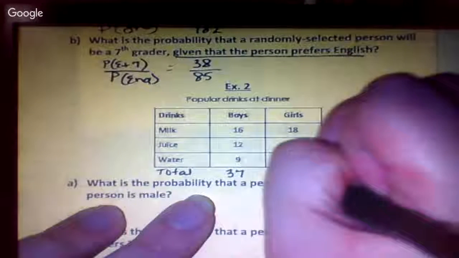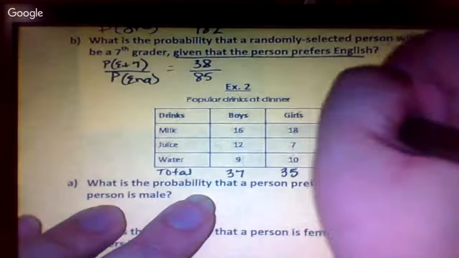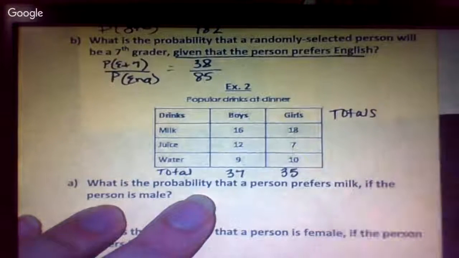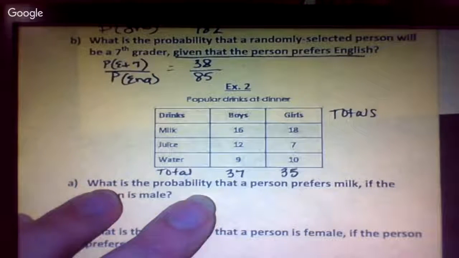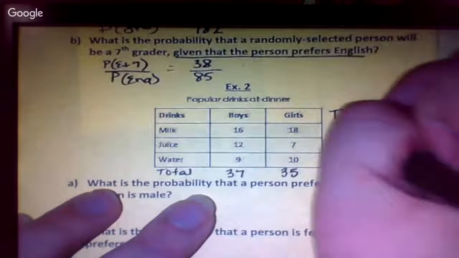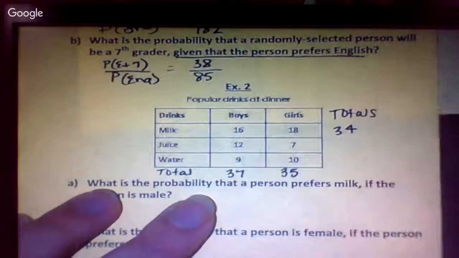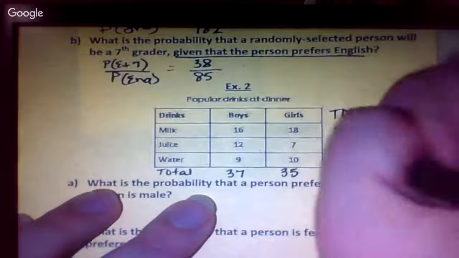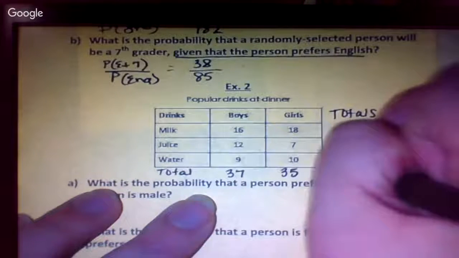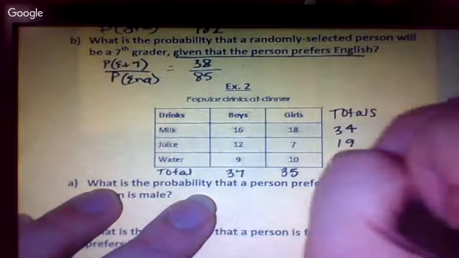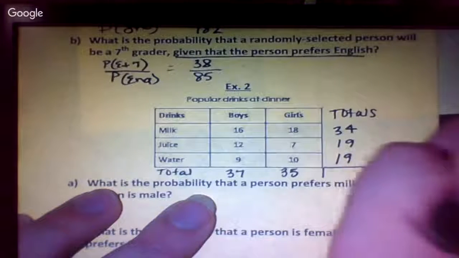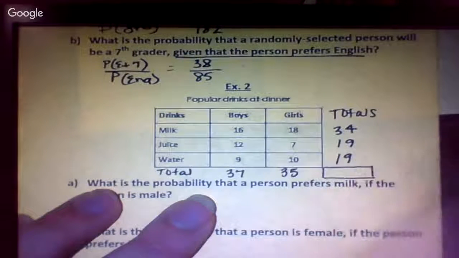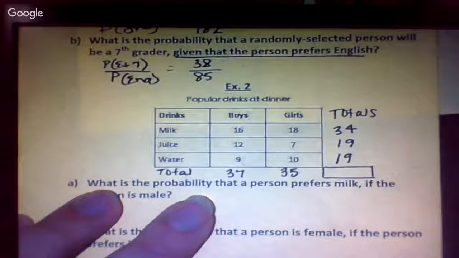35 girls. I also need totals to the right-hand side. How many total people drink milk? 34. I need a total of juice. 19. And I need a total of water is 19. For a grand total of what down here? Oh, we need a grand.